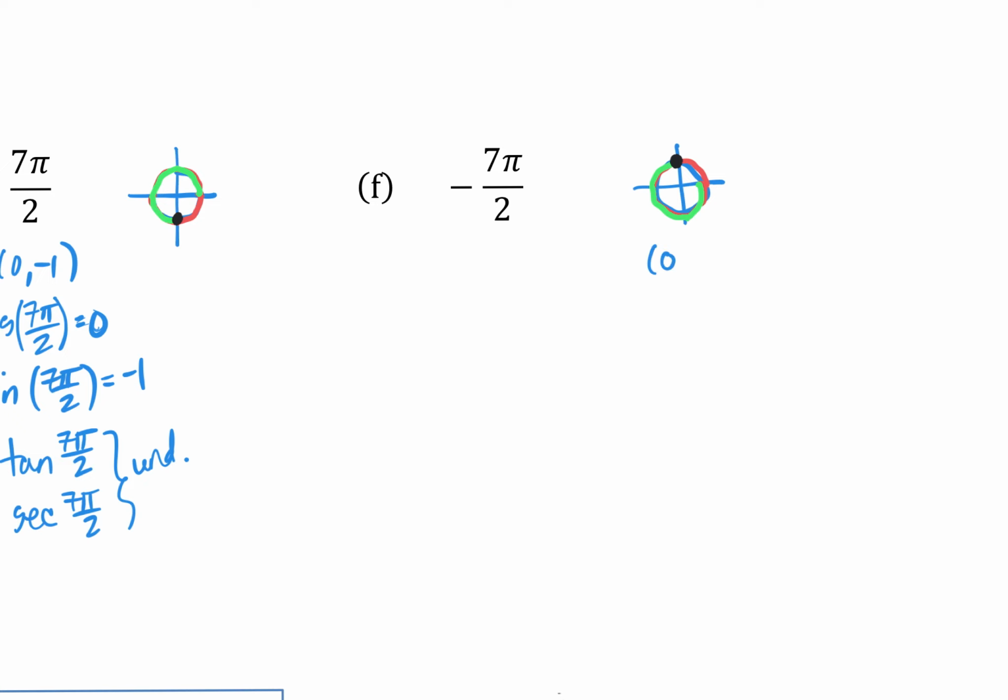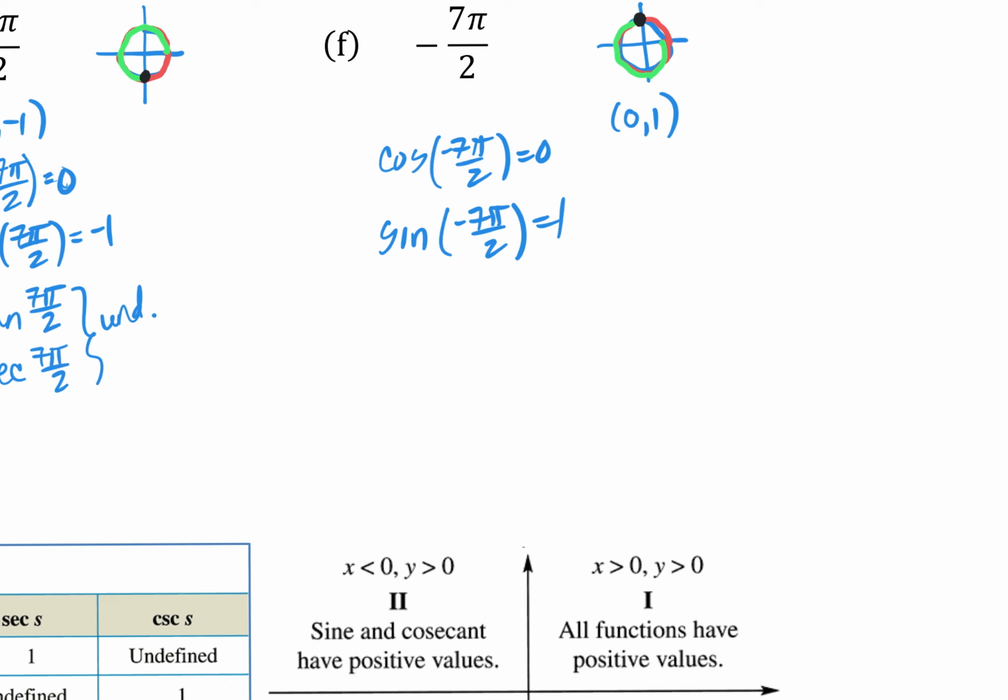0, 1. So at 0, 1, the x value is 0, so cosine is going to be 0, the y value is 1, sine is going to be 1, and tangent and secant are going to be undefined. So we have cosine of negative 7 pi over 2 is equal to 0. Sine of negative 7 pi over 2 is equal to 1. Tangent of negative 7 pi over 2 and secant of negative 7 pi over 2 are both undefined.